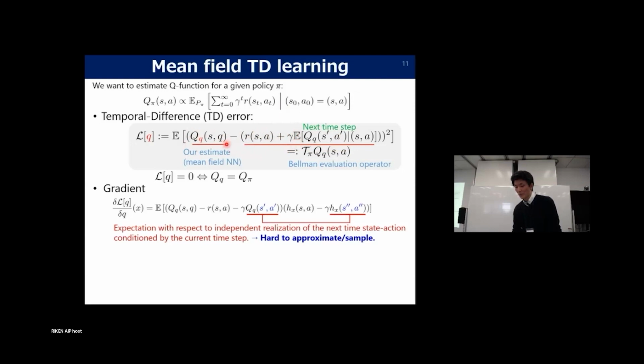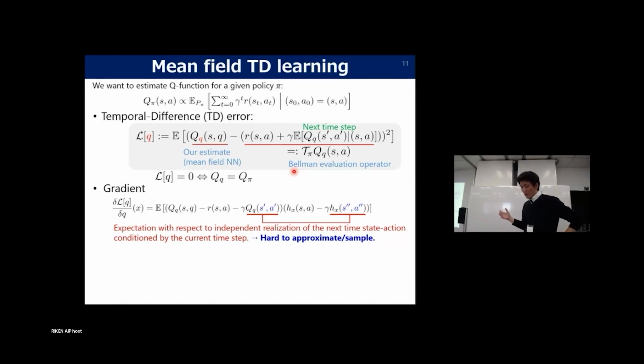So Q must be equivalent to R plus the expectation with respect to the next step state and action. We denote this term as T pi Q. So this is just like a one-step Markov chain. Then the Q must be the same as T pi Q.